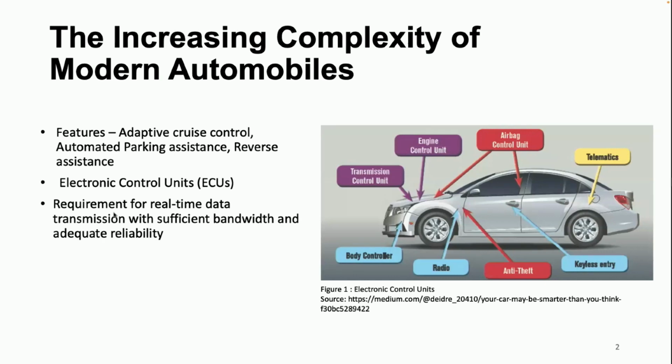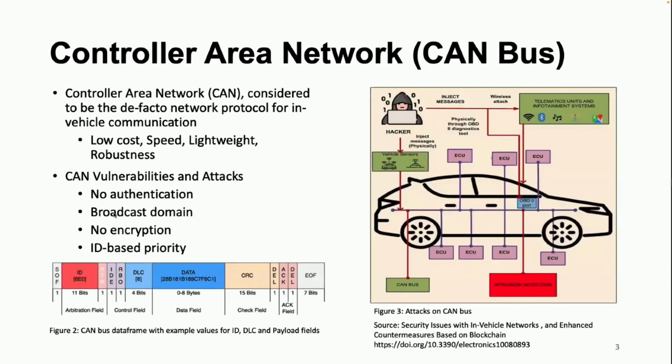First, let me give you a brief introduction and motivation behind this research. Modern automobiles include around 100 electronic control units to control different functions. Having this large number of electronic control units requires an in-vehicle network with real-time data transmission capability, sufficient bandwidth and adequate reliability. Considering these requirements, CAN bus is considered the most widely used in-vehicle network protocol. However, as mentioned in an earlier presentation, CAN bus is vulnerable to cyber attacks.